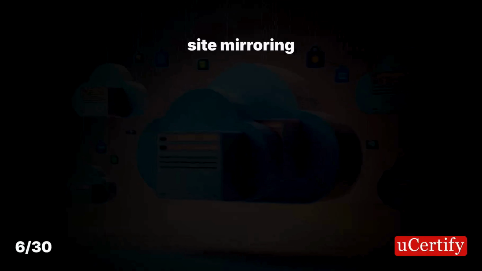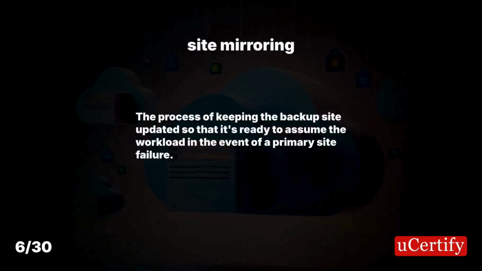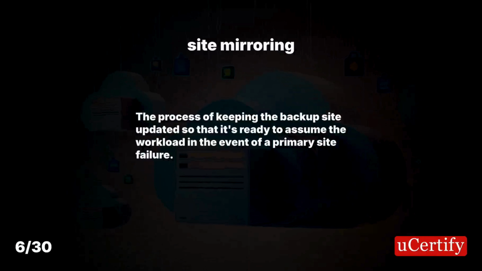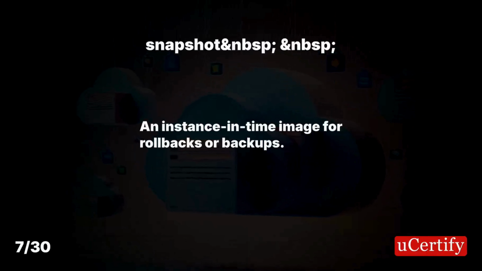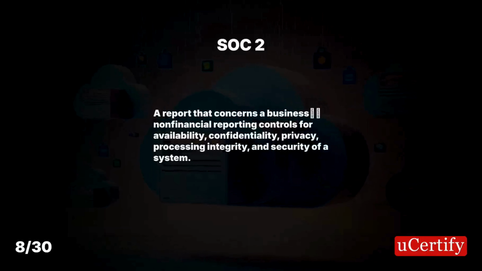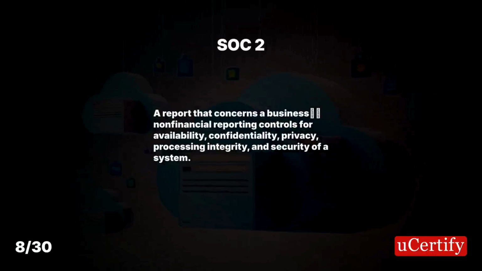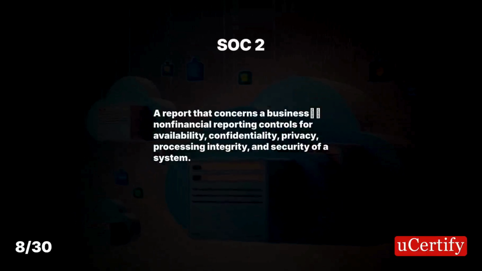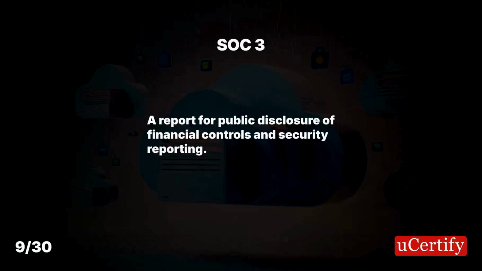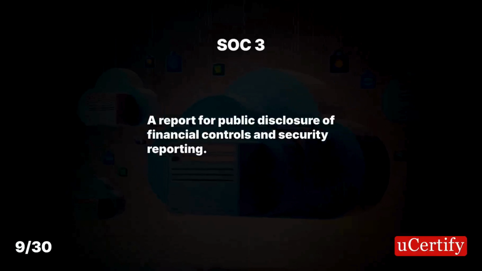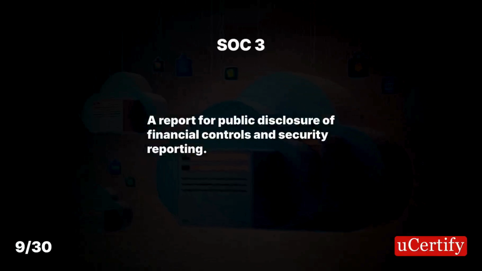Term: site mirroring. Definition: the process of keeping the backup site updated so that it's ready to assume the workload in the event of a primary site failure. Term: snapshot. Definition: an instance-in-time image for rollbacks or backups. Term: SOC2. Definition: a report that concerns a business's non-financial reporting controls for availability, confidentiality, privacy, processing integrity, and security of a system. Term: SOC3. Definition: a report for public disclosure of financial controls and security reporting.